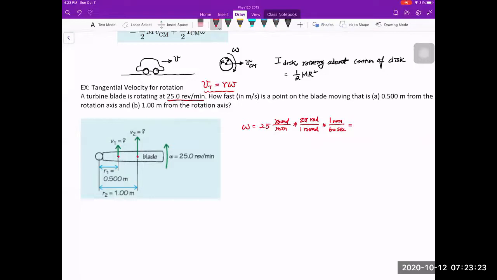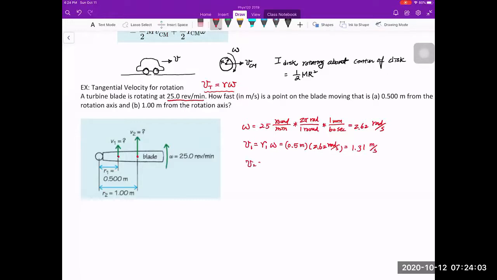Okay, so that will be 2.62 radian per second. And if you want to find the velocity at the first point, that's simply equal to R1 times omega, where R1 is 0.5 meter, multiplied by 2.62 radian per second, and you get 1.31, sorry, that would not be radian per second, that would be meter per second.